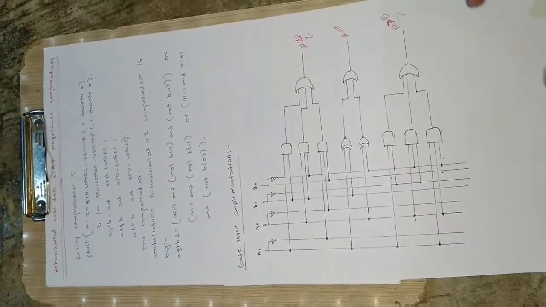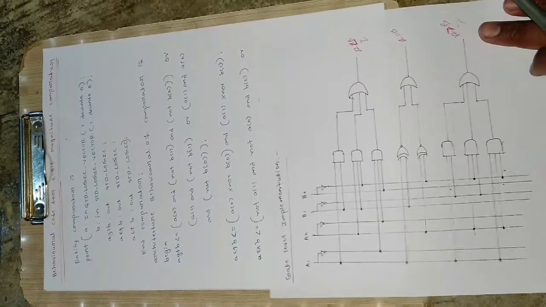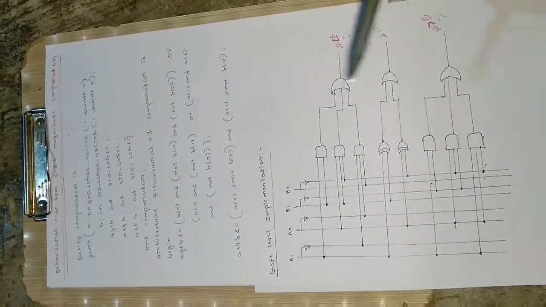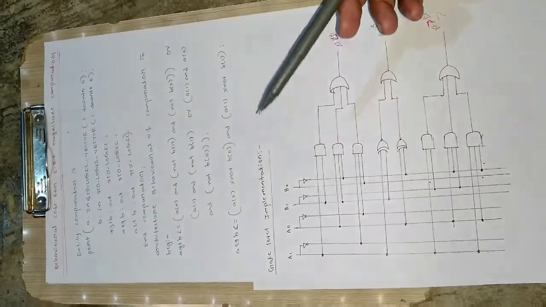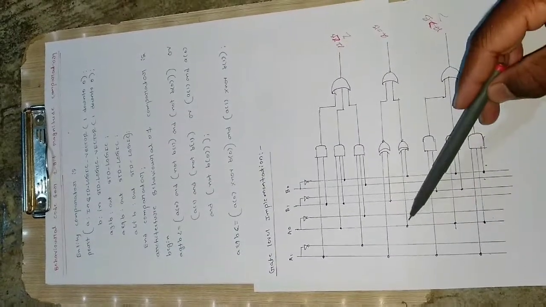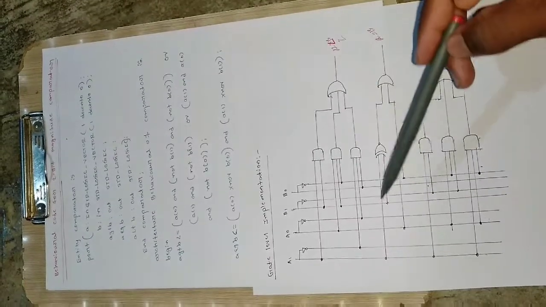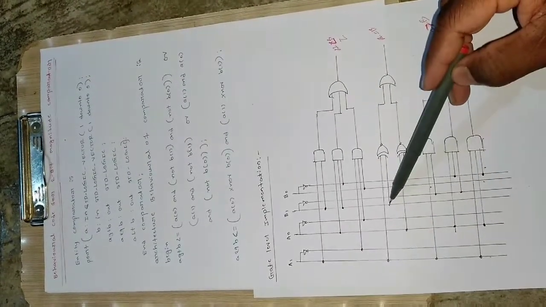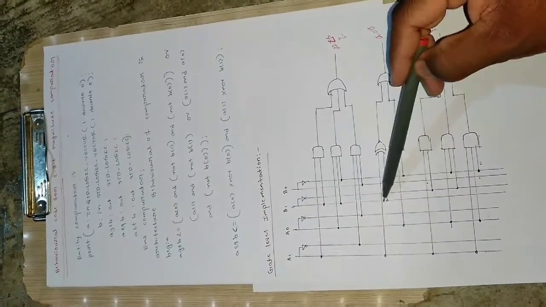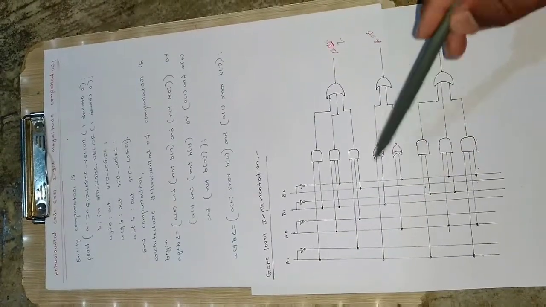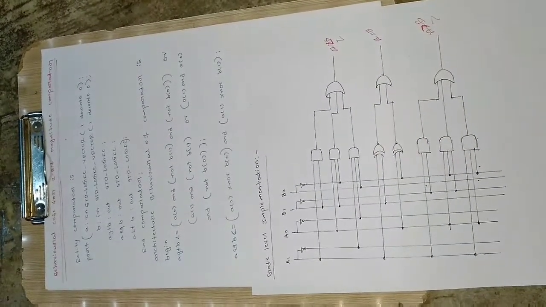So similarly for a equal to b, we are having a of 0 XNOR b of 0, then ORed with a of 1 XNOR b of 1. So you can see this, b of 1 is there, a of 1 is there, and they are XNOR to get the a equal to b.